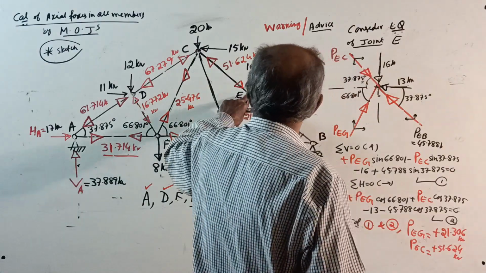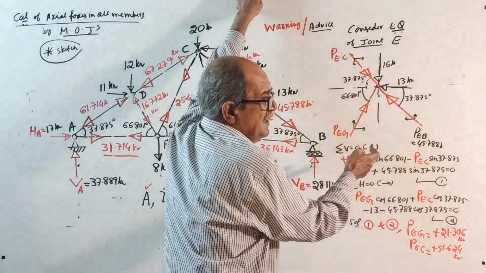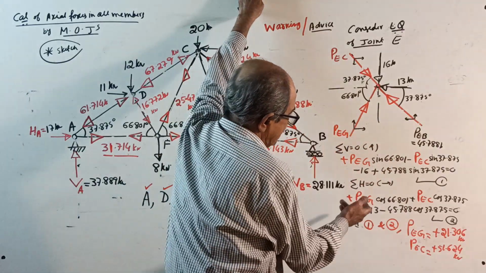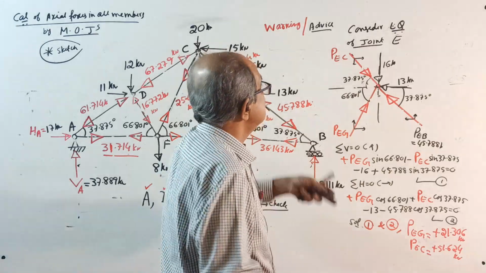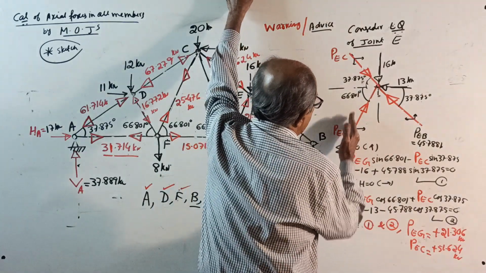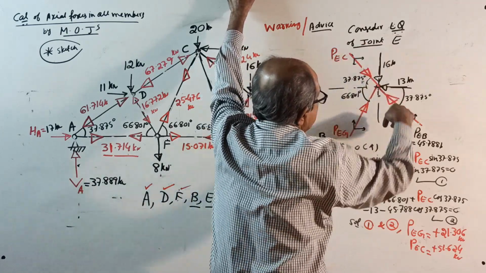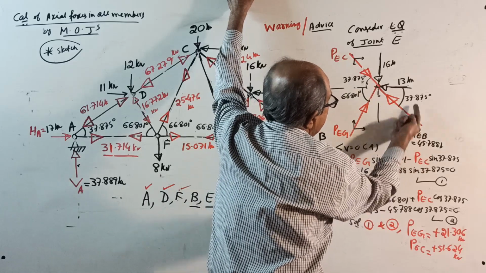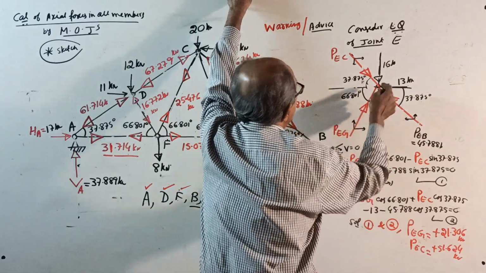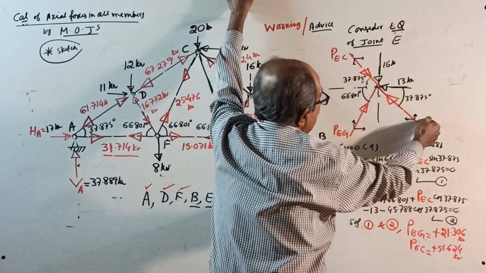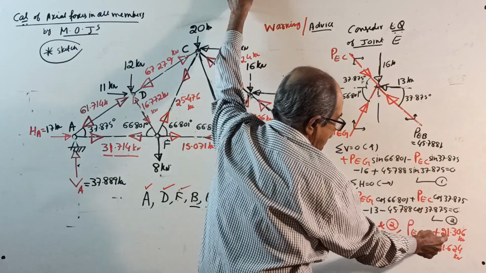This is joint E. I wrote everything. See, you can check everything. Sigma, I think I already explained, I don't know whether I explained or not. Okay, if not explained, I forgot because I took a little break. No problem. Plus PEG sine minus PEC sine minus 16 plus 45.788 sine, equation 1. Plus PEG cos plus PEC cos minus 45.788 cos minus 13, equals 0. Solving, you get the answer.